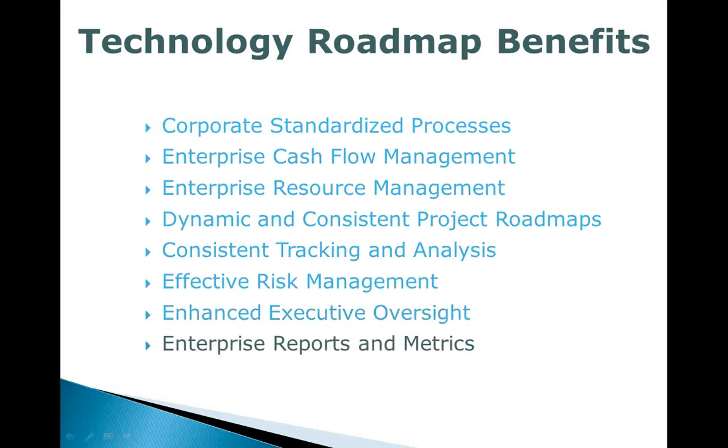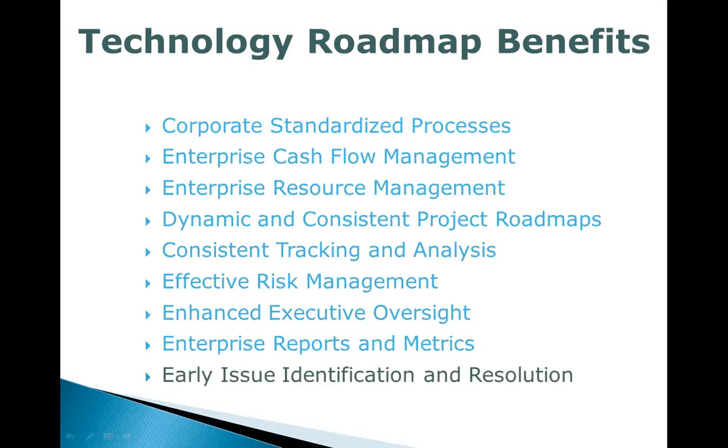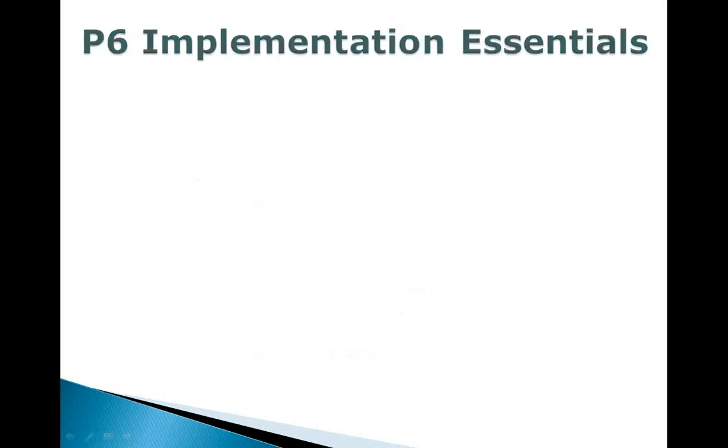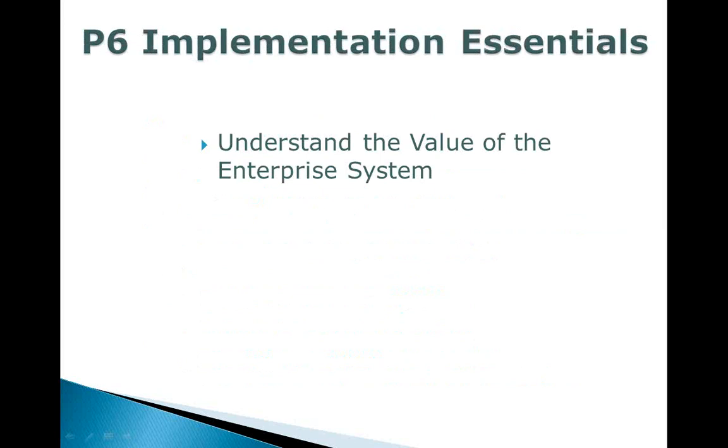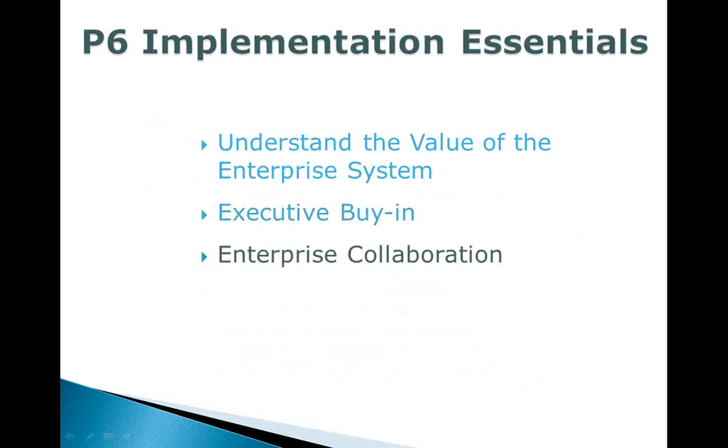Most of my career, executives really never know what's going on down at the project level. But a good enterprise system allows you to have that executive oversight and identify problems early. Enterprise reports and metrics, issue identification, and resolution. Here are some essentials. I'm just giving you some of these. We'll send you a handout of this and you can look through these. But understand the value of the enterprise system. As an organization or your executive team, you'll have to have a buy-in to be able to make that work.